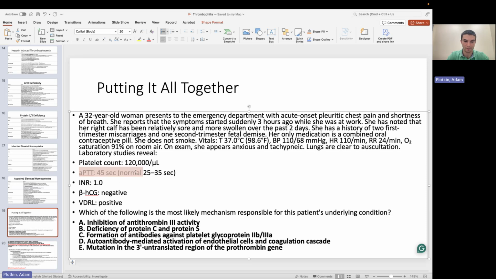Things that gave it away were the elevated PTT. Remember, I told you thromboses with an elevated PTT should always key you in on APLS. This patient also had a positive VDRL, which may or may not be due to anticardiolipin causing a false positive. Maybe she does have syphilis. That's not important for this case, but the positive VDRL with an elevated PTT in a patient who's clotting really keys me in, especially with this OBGYN history we've got going on here.